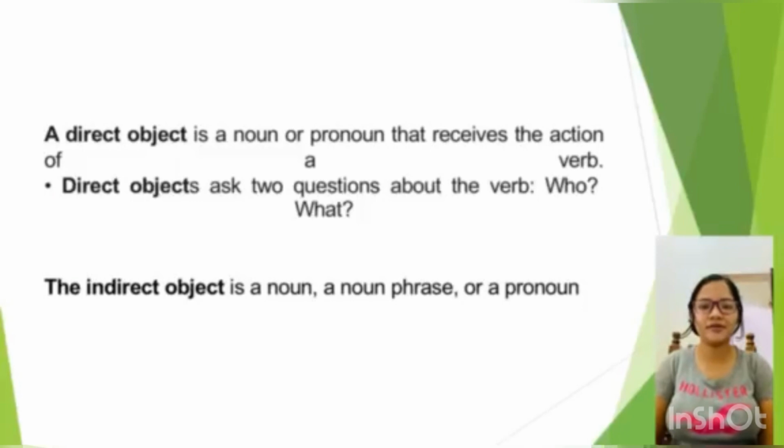A direct object is a noun or pronoun that receives the action of a verb. Direct object asks two questions about the verb: who, what. The indirect object is a noun or noun phrase or a pronoun.